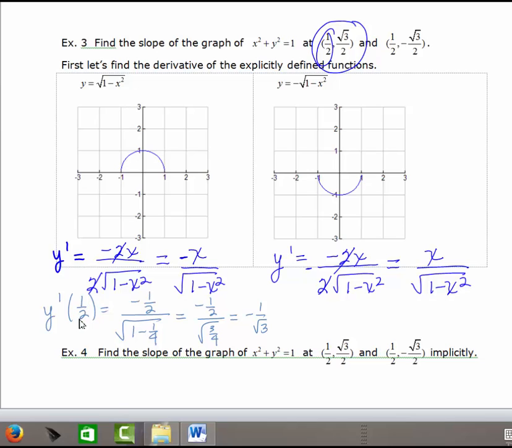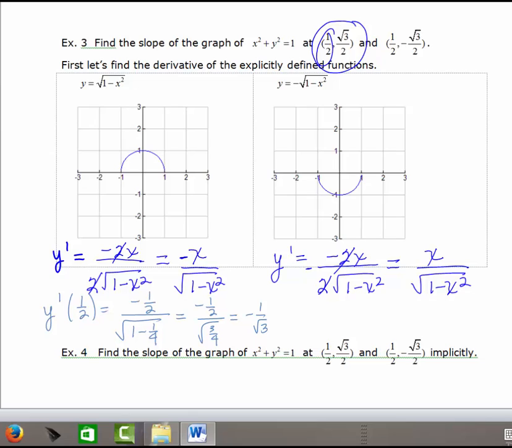So substituting 1/2 into the equation, I get negative 1/2 over the square root of 1 minus 1/4 when you square the 1/2. And simplifying that, we get negative 1 over the square root of 3. If you rationalize that, it would be negative square root of 3 over 3.